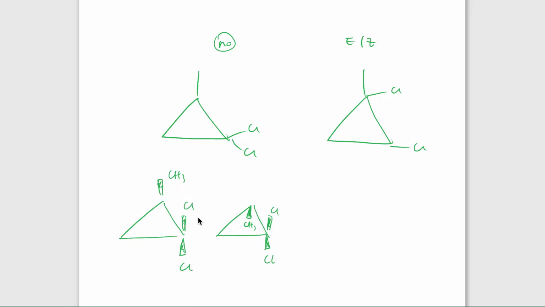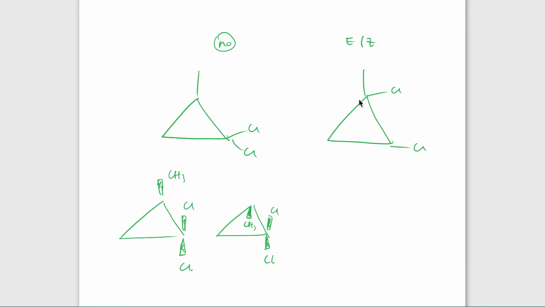But you can see those two are just mirror images of each other, right? You just flip it and rotate it, and it will come back to there. So it's definitely not a geometric isomer because you don't have cis or trans.